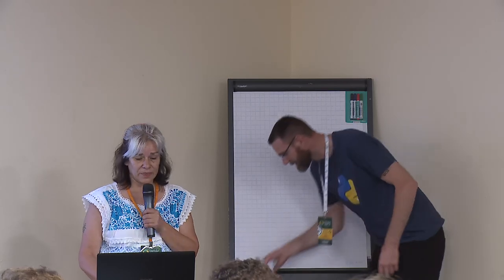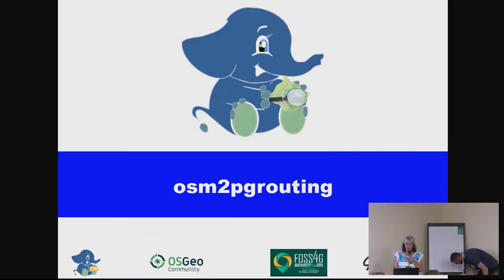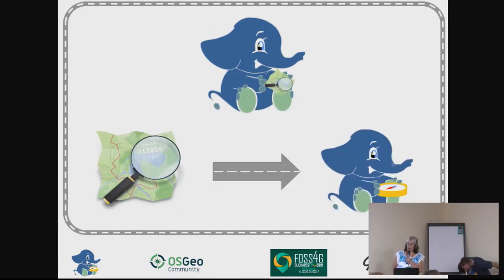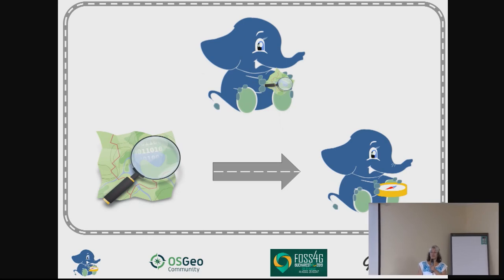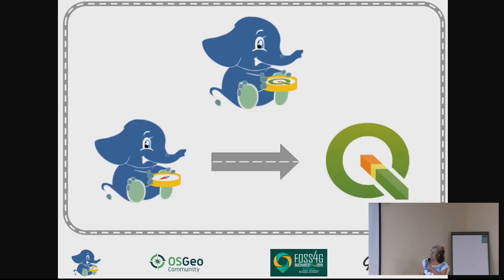So this was supposed to be there while we were doing that. So what are the pgRouting products? The pgRouting products are OSM to pgRouting. What OSM to pgRouting allows us to do is to convert data from OpenStreetMap, which is open data, to a PostGIS enabled PostgreSQL database.